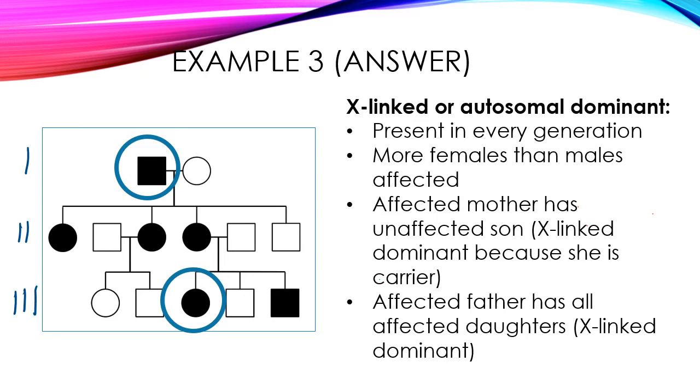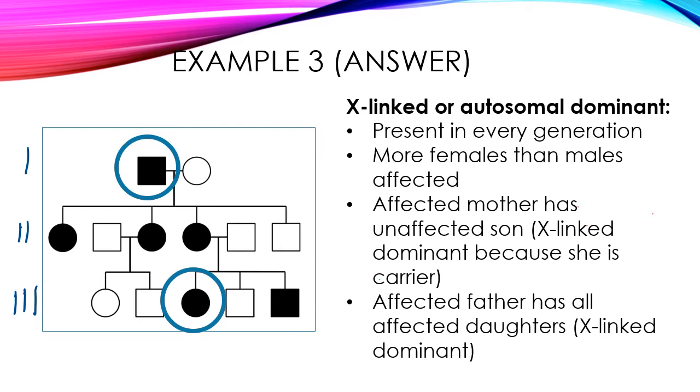So here I've got my pedigree. I can see that it's present in every generation. It doesn't skip a generation, so it's more likely going to be dominant. I see that there's more females affected than males, so it's more likely going to be X-linked dominant. Because they inherit 2 copies of the X chromosome, it's more likely that they're going to inherit an affected chromosome, that X chromosome with that affected allele.